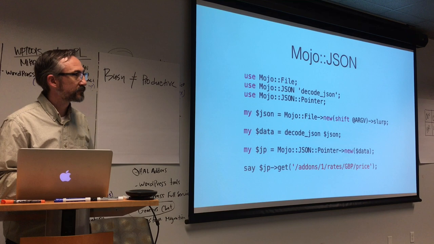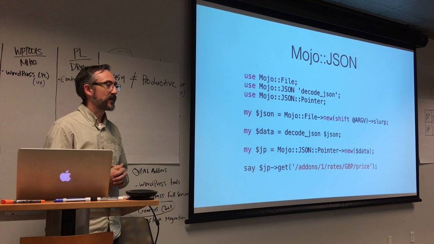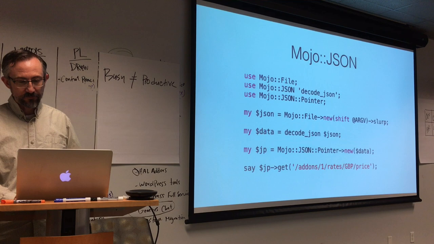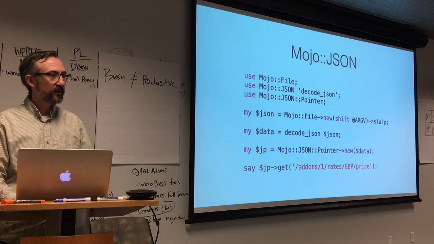David? So JSON pointer then would work with pretty much any Perlish data structure that could be represented in JSON. Correct. For the record, David mentioned that the JSON pointer module would work on any Perl data structure that could be represented as a hash or array references.